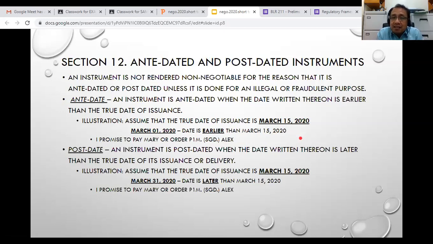Did I antedate it? Did I postdate it? No, I did not. Because I still placed the correct date of issuance, which is October 1, 2020. The December 1, 2020, that is the maturity date. That is what I mean when I say do not consider the maturity date. What is to be considered if you antedate, if you postdate an instrument, is the date of the issuance. If it is earlier, ante. If it is later, then it is post.